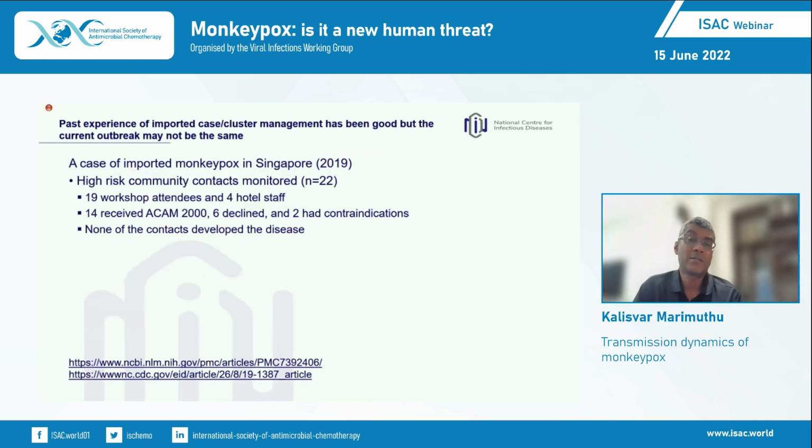Past experience of imported case or cluster management has been quite good all over, especially in Singapore, where we had one case of monkeypox in 2019. It was an executive who came for a business meeting, and he reported symptoms suggestive of monkeypox. We identified about 22 high-risk community contacts: 19 of them were workshop attendees and 4 were hotel staff. 14 of them received ACAM2000 as post-exposure prophylaxis, 6 declined the prophylaxis and 2 had contraindications. None of the contacts developed the disease.